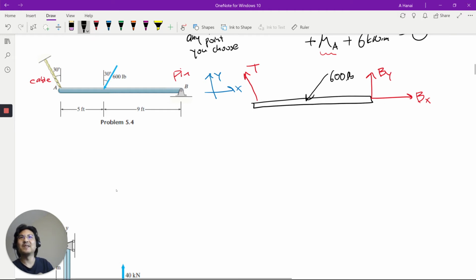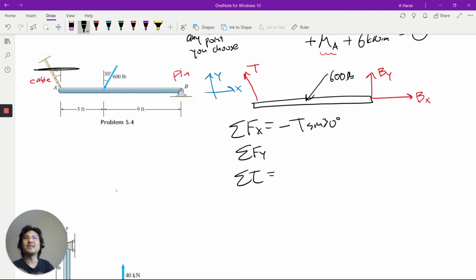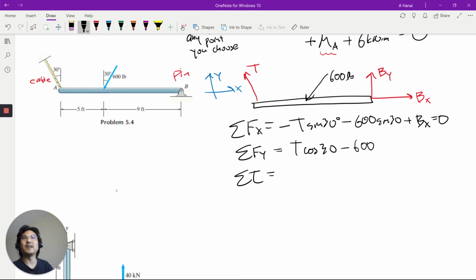Now you just write Newton's second law, decomposed, sum torque about any point you want. So in the X direction, I got minus T sine, right, because this is opposite, and then I got 600 also sine, and plus Bx. Y direction, the y component of that, positive, cosine. The y component of this is negative, and then adjacent, and then I got this one.